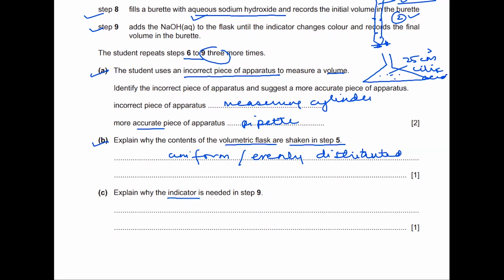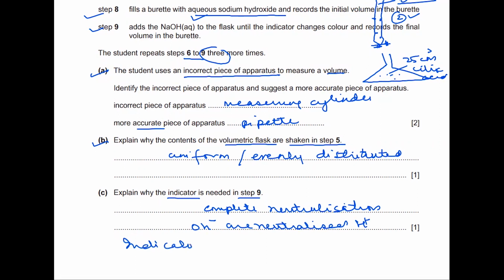Explain why the indicator is needed in the step 9. In step 9, we are adding indicator. I've already explained you. So indicator is a chemical which changes the color when the complete neutralization takes place. When the complete neutralization, that means when all the OH ions are neutralized by H positive ions. So this is the indicator.